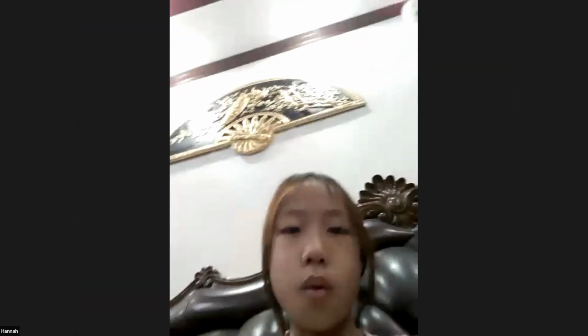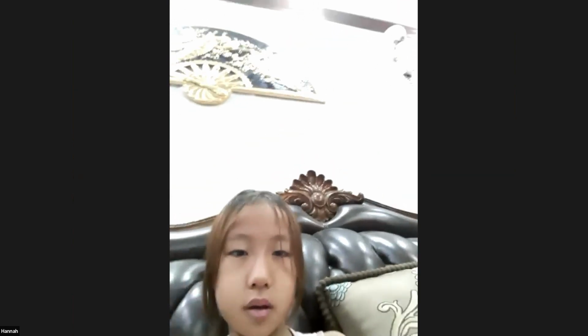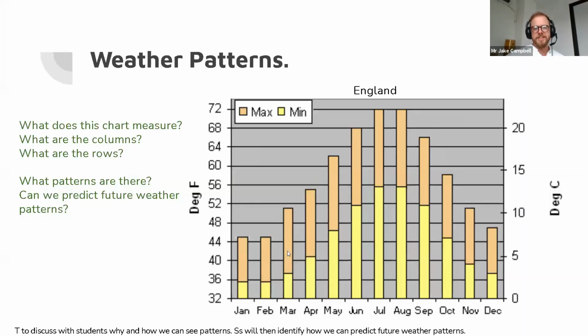Okay, whilst we're waiting, Hannah, can you tell me what we learned last lesson? We learned about the weather and how we measure and find out the weather. Yes, how we measure weather and how we can read the pictures: how much rainfall, where the wind's coming from, the temperature, and the symbols that indicate what type of weather condition it is. Good. First off, let's go through the rules. We are going to go straight into today's lesson.